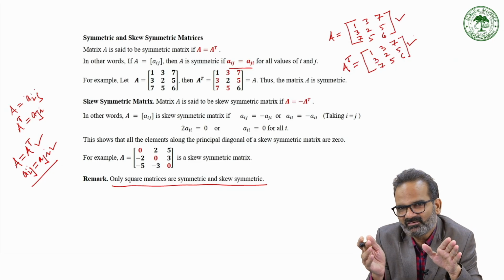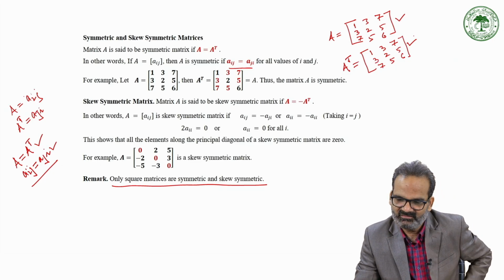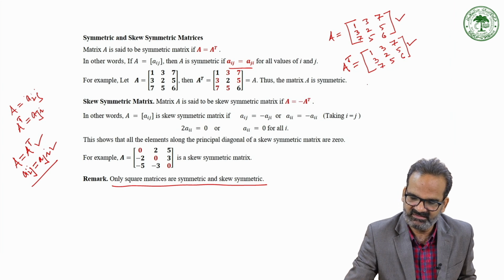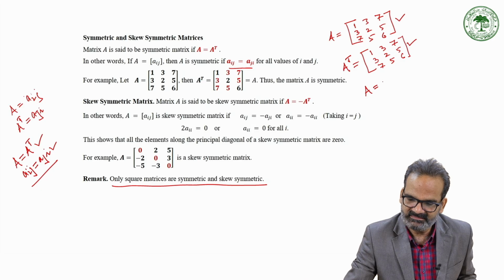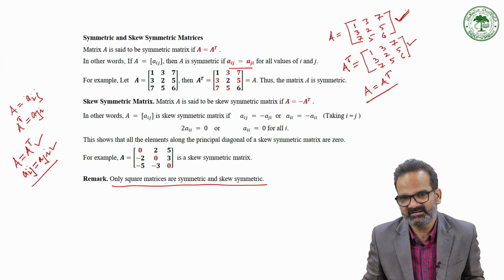So this is A and this is A transpose. Now what is the definition of the symmetric matrix? If A is equal to A transpose. See what is A transpose? 1, 3, 7; 3, 2, 5; 7, 5, 6. So A is equal to A transpose. This implies the matrix A is symmetric. Clear?